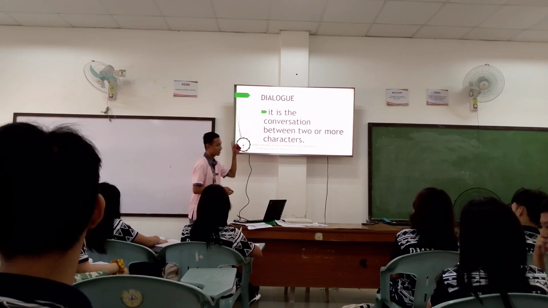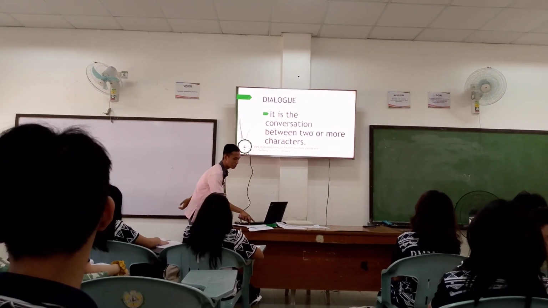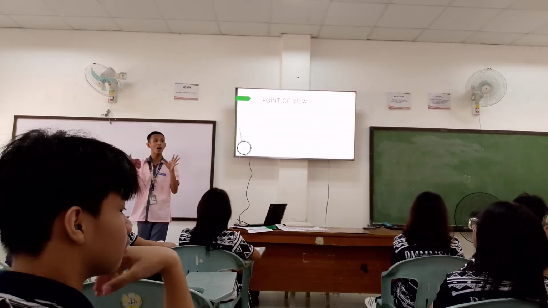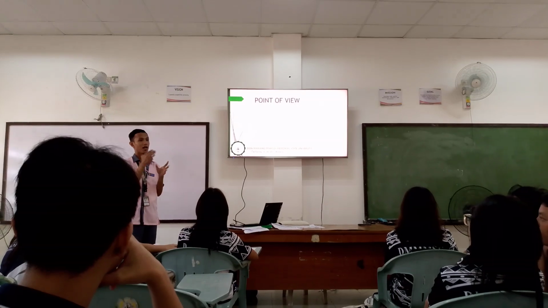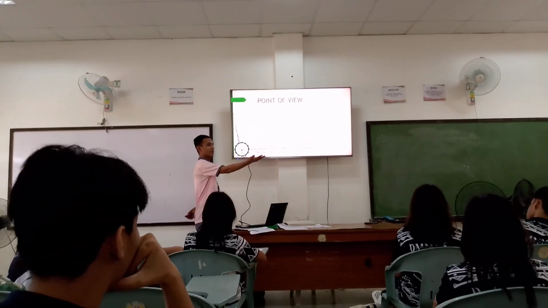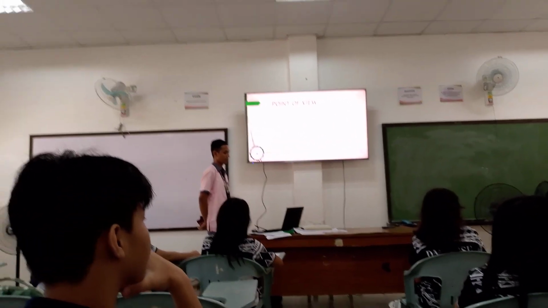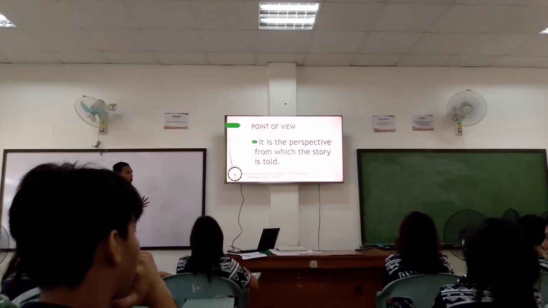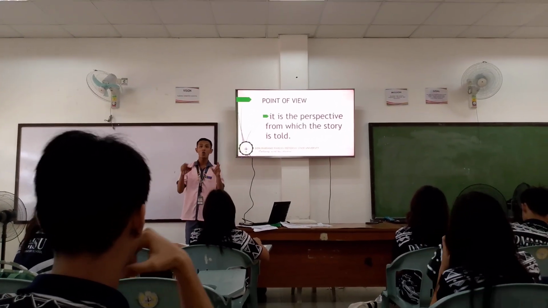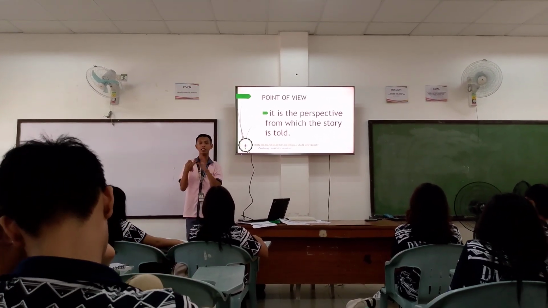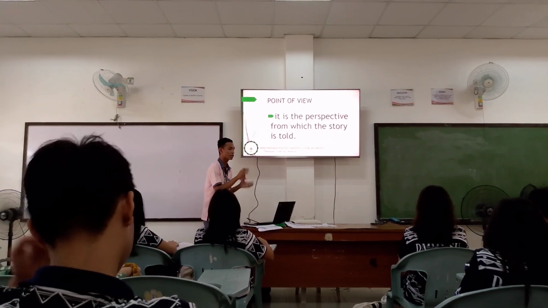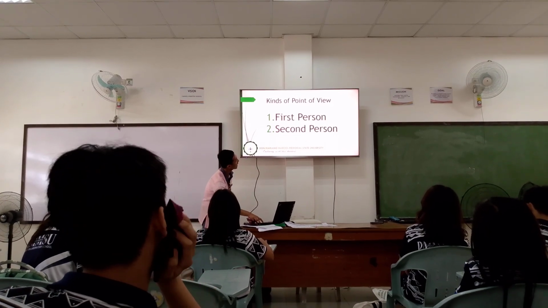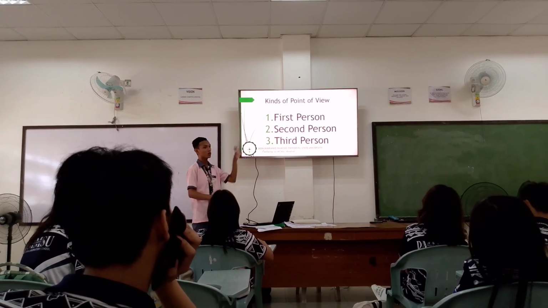So, this is just easy, okay? Let us proceed to the next element, which is the point of view. When we say point of view, it is the perspective from which the story is told. So it is the writer's way of deciding who will tell the story. If it is first person, second, or the third person. So these are the kinds of points of view: first, second, and the third person. So let us discuss it one by one.